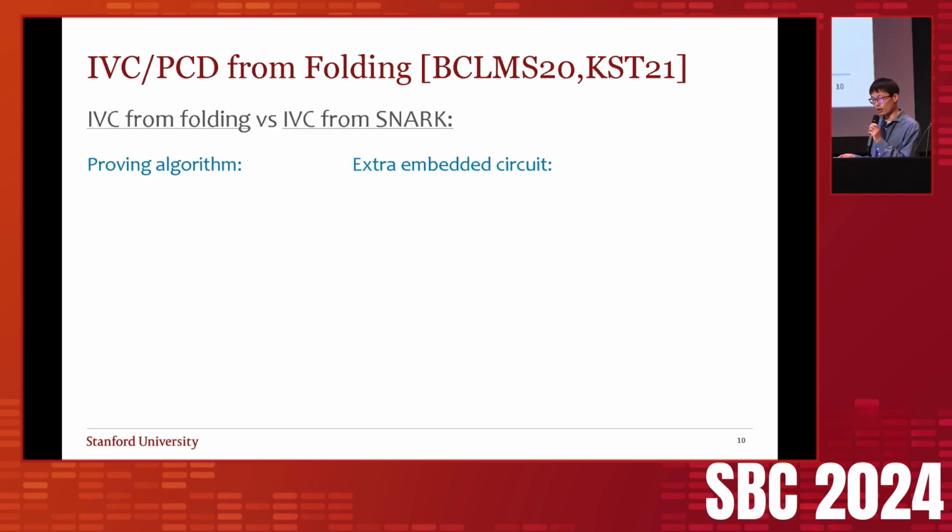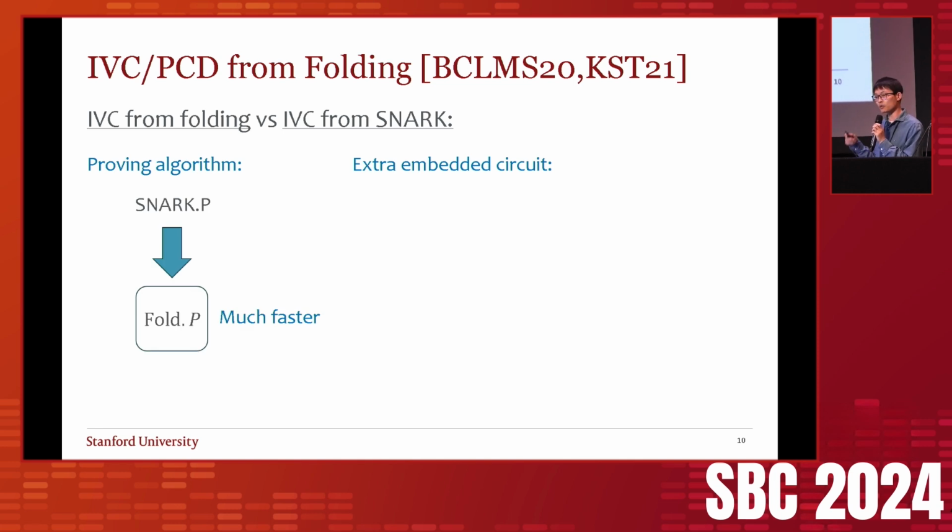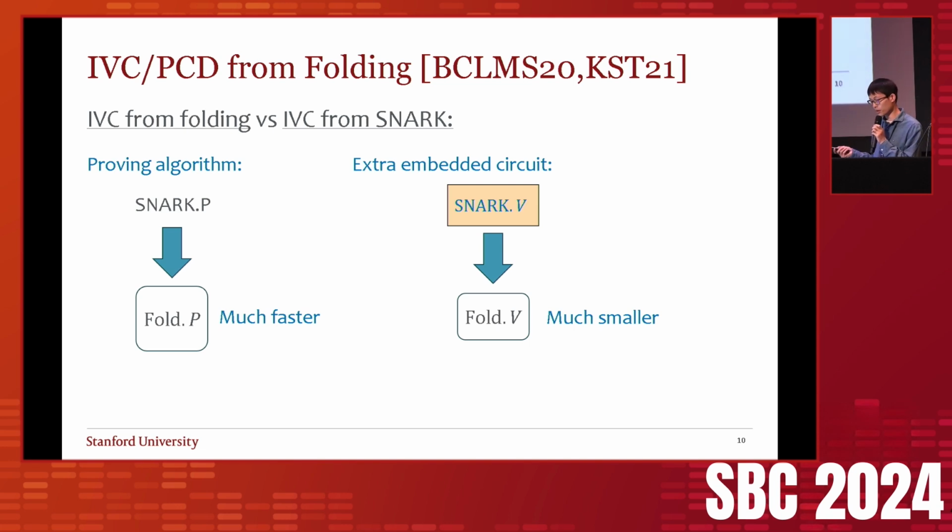The nice thing about IVC from folding is that in each iterative step, we can instantiate in a much, much faster way. Why? Because you can see here, we have replaced this SNARK proving algorithm with this folding prover, which is much faster. On the other hand, the recursive statement we want to fold is also much cheaper because we have replaced this SNARK verification gadget with this folding verification gadget, which is much smaller. Given this, I hope I convinced you that IVC from folding is very efficient. And this reduces to the next question of how to build a very efficient folding scheme.